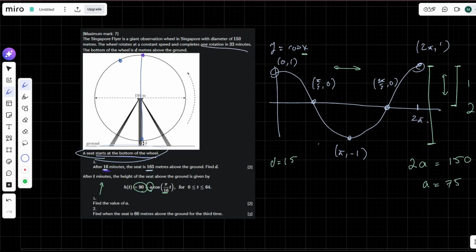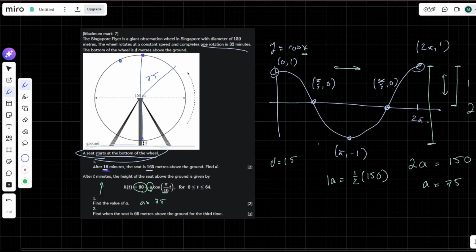Alternatively, you could think in terms of amplitude, and say 1a is going to be equal to half of the total distance of our Ferris wheel, because that's basically the radius of our Ferris wheel, which would be 75. If we rearrange it, we get again a equal to 75. So that's going to be our answer.